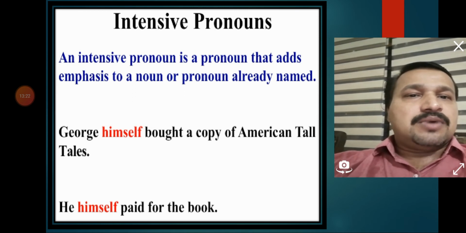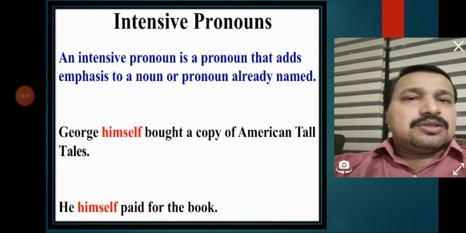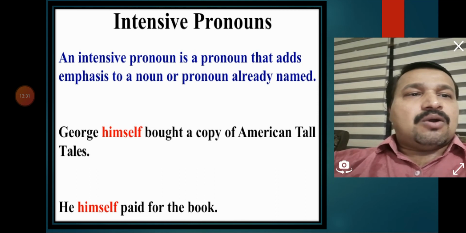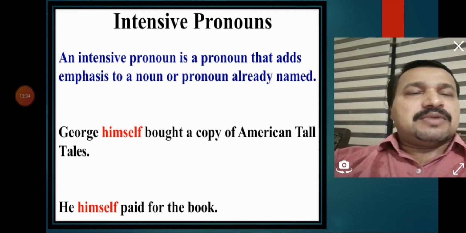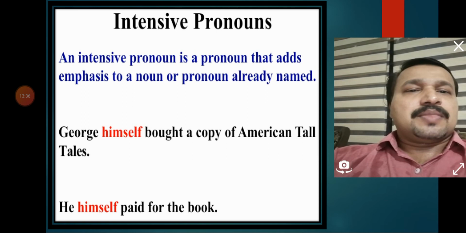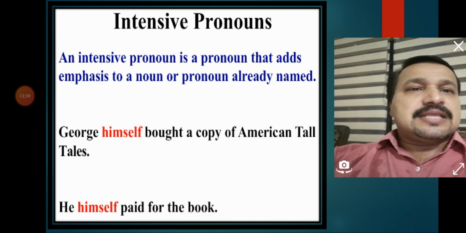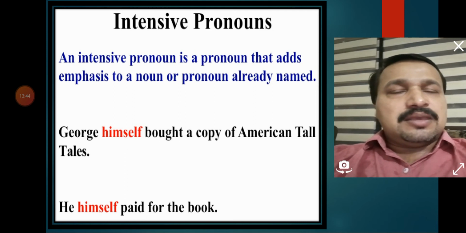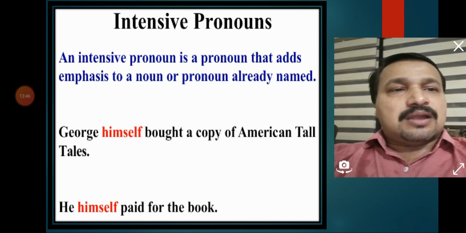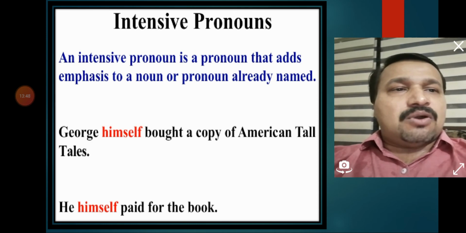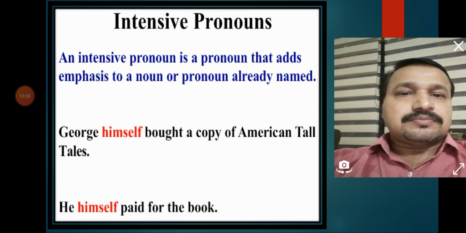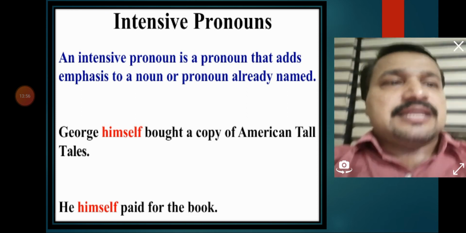George himself bought a copy of American Tall Tales. There, George is said again, or stressed upon, or even given more importance with the help of an intensive pronoun. That shows the intensity or emphasis. That's why these types of pronouns are called intensive or emphatic pronouns. He himself paid for the book. Here, himself is an intensive pronoun.